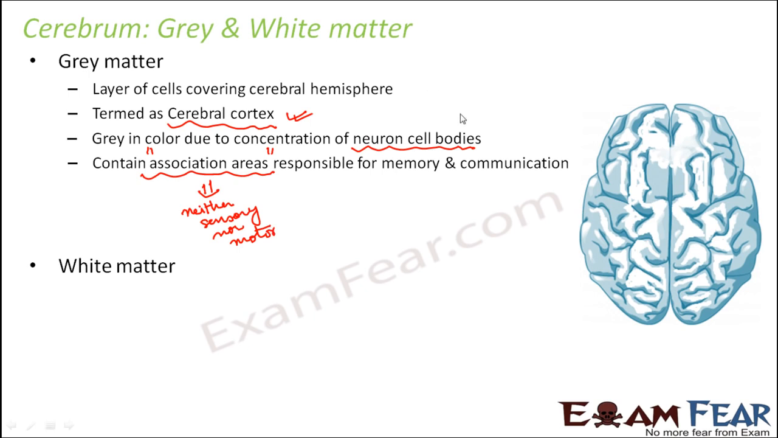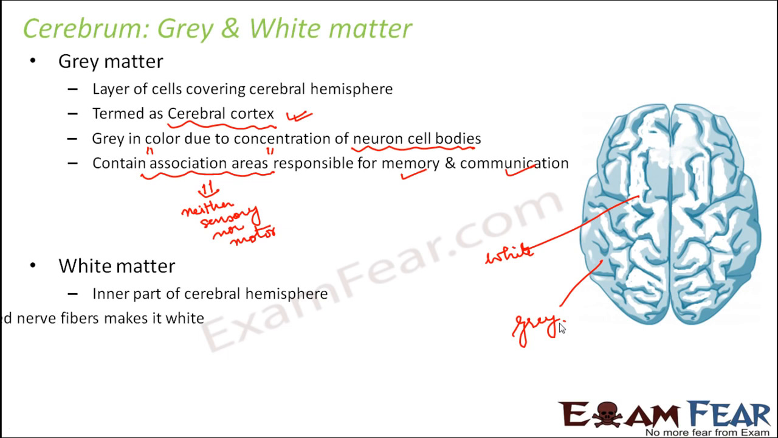It is responsible for memory and communication and all such complex activities, and that is why you would have often seen that somebody who is very intelligent or has a very strong memory, people often say that he has a lot of gray cells. Okay, and the next one is the white matter. It is the inner part of the cerebral hemisphere. Here you can see the inner part. This inner part is the white matter and the outer part is the gray matter.